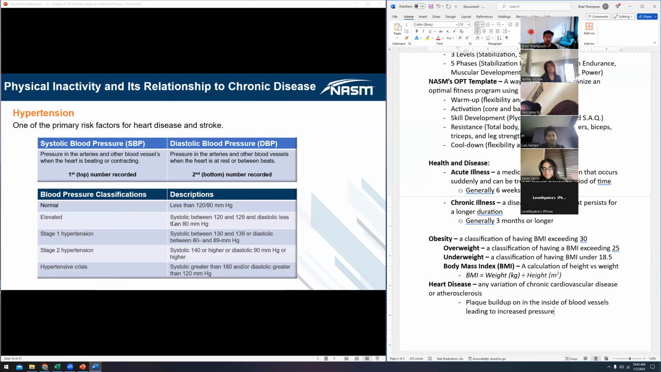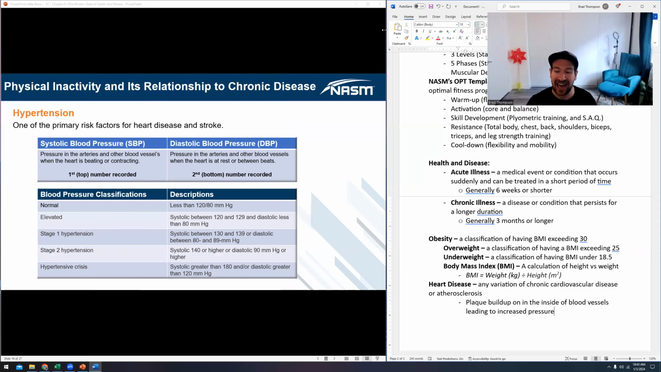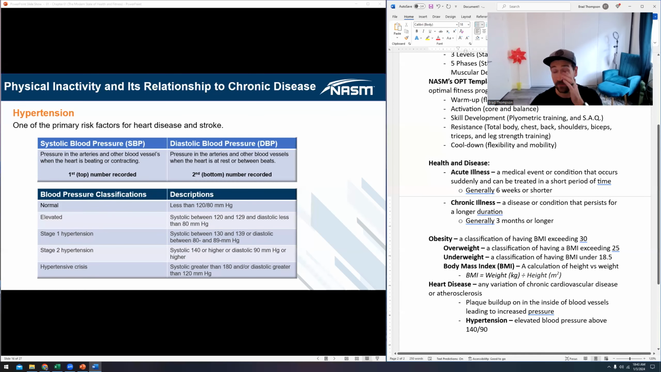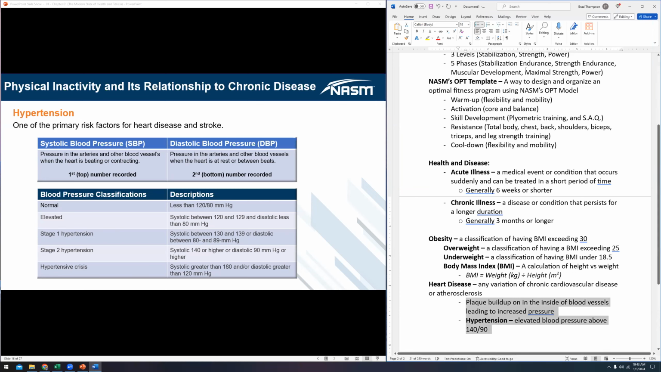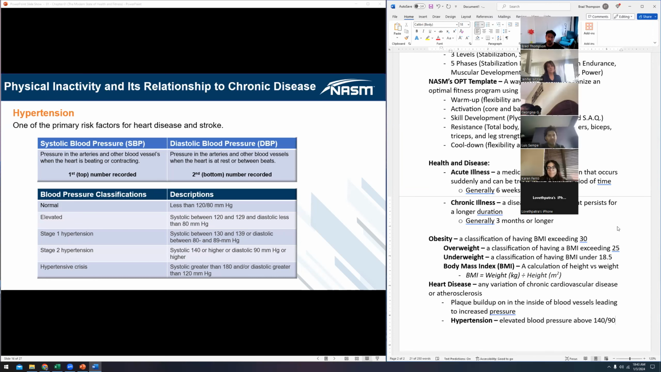So hypertension, we are going to classify that as high blood pressure or elevated blood pressure. Above 140/90. So that is our medical definition of hypertension there. Anything greater than 140/90, we are going to consider to be hypertensive. So 140/90. So that means anywhere between 135, we consider that to be pre-hypertensive.